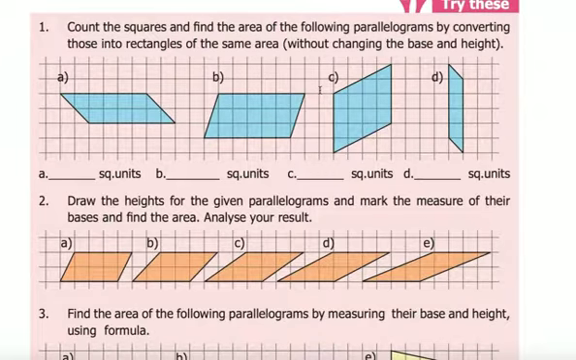Count the squares and find the area of the following parallelograms by converting those into rectangles of the same area without changing the base and height. See, this much part only it is occupying, right? Cut this one and paste it here. Now you can start counting from here. 1, 2, 3, 4, 5, 6. 6 2s are 12. So A is 12 square units.